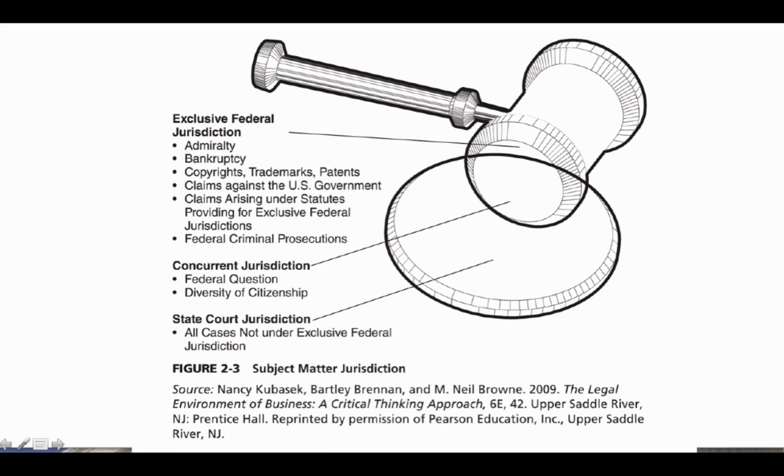Cases falling within the exclusive jurisdiction of the federal courts are listed in Figure 2.3. If these cases were tried in the state court, any decision rendered by the judge would be void. Cases that fall within the exclusive jurisdiction of federal courts include such matters as admiralty, bankruptcy, federal criminal prosecutions, claims against the United States, and claims arising under those federal statutes that include a provision for exclusive federal jurisdiction.